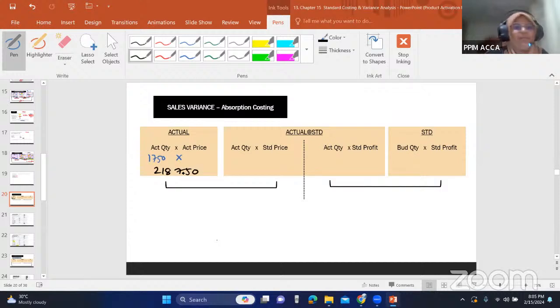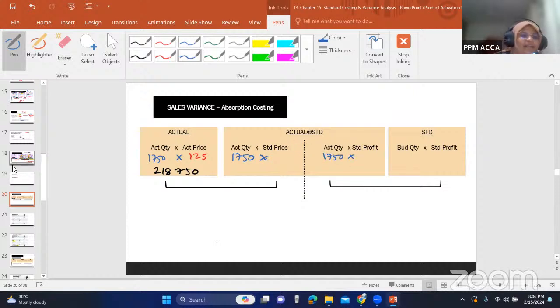750. So per unit price we don't know. If you want, we can calculate 218,750 divided by 1,750. Actual price is actually 125 per unit. Let's go to actual quantity again, 1,750. Here also they're asking actual quantity, so I'll put that also.